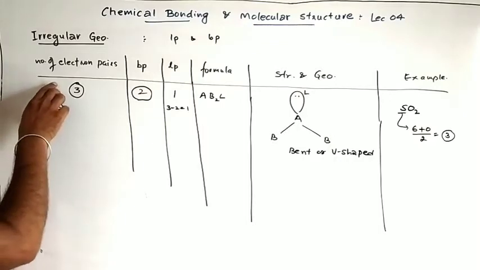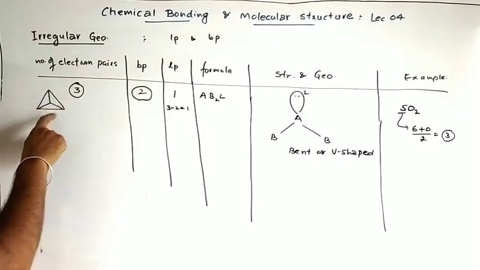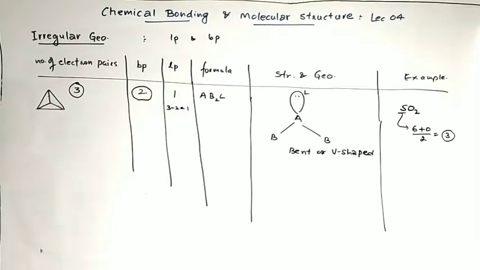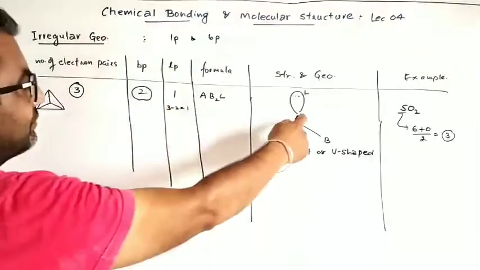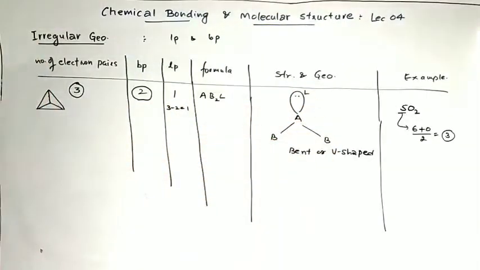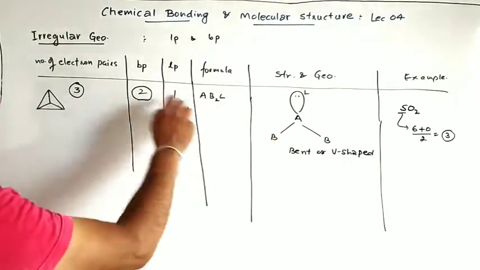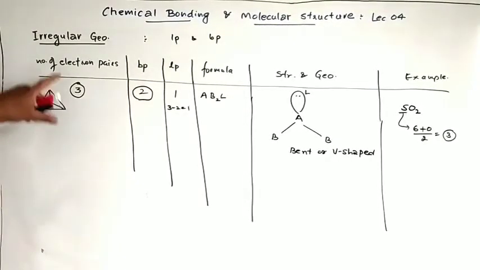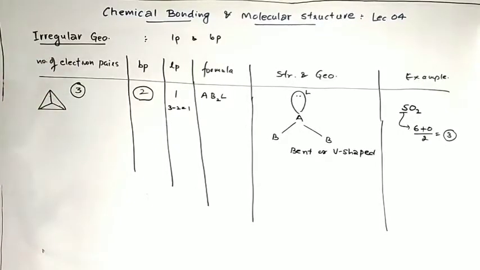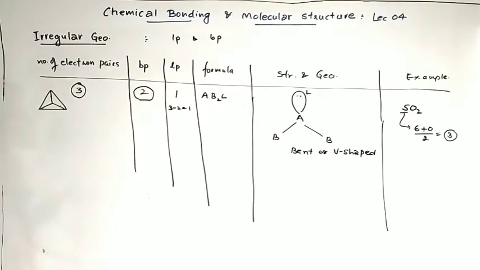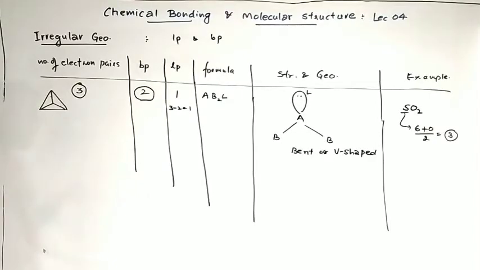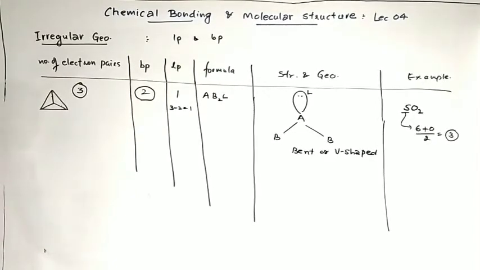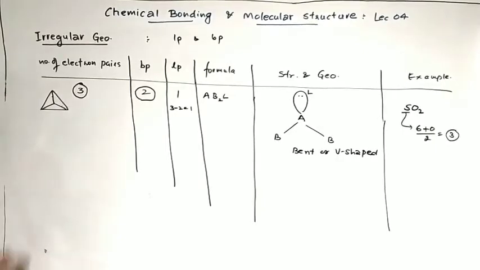So this is the way we can draw the structure, but the base of the structure is this regular geometry. We know that electron pair 3 means trigonal planar, but when we have 2 bond pairs and 1 lone pair, the lone pair occupies this position. Now what is the geometry of SO2? Geometry of SO2 is trigonal planar, but its shape is bent or V shape. Both are different. Geometry depends upon electron pair. If the electron pairs are 3, geometry will be trigonal planar. Shape depends upon the lone pair and bond pair. Shape is bent or V shape.